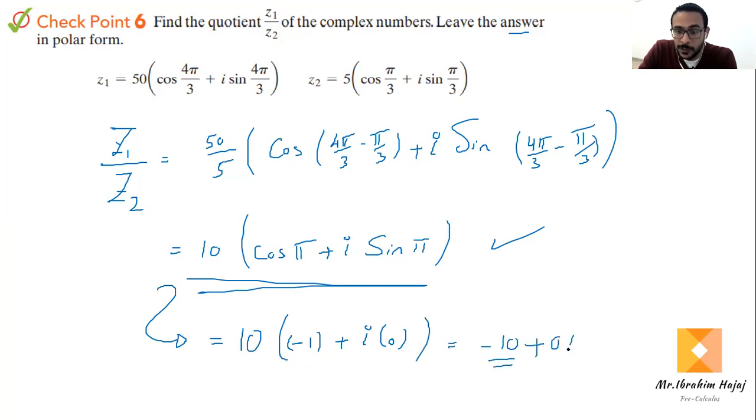Plus 0i. So the real part here is negative 10, which is a, and b, the imaginary part, is 0. So you can write it as negative 10 and 0, and you can plot this point, negative 10 and 0. You can write z equals negative 10 plus 0i, or negative 10 only, as a complex number.